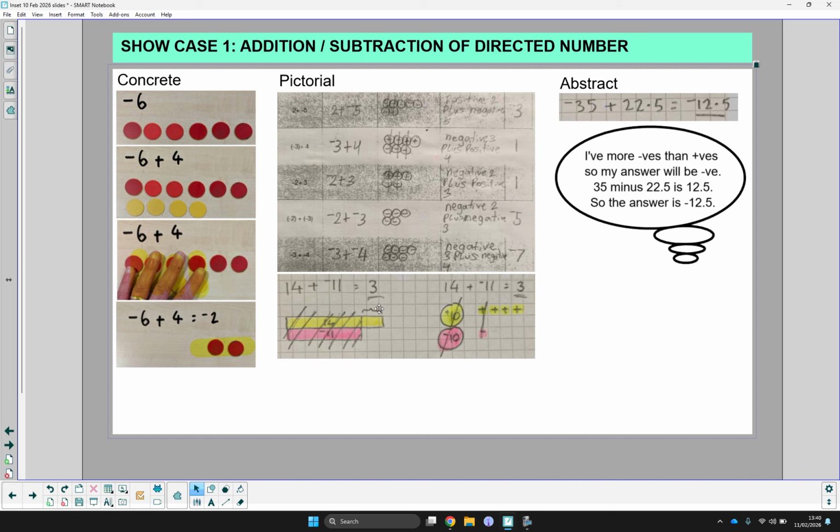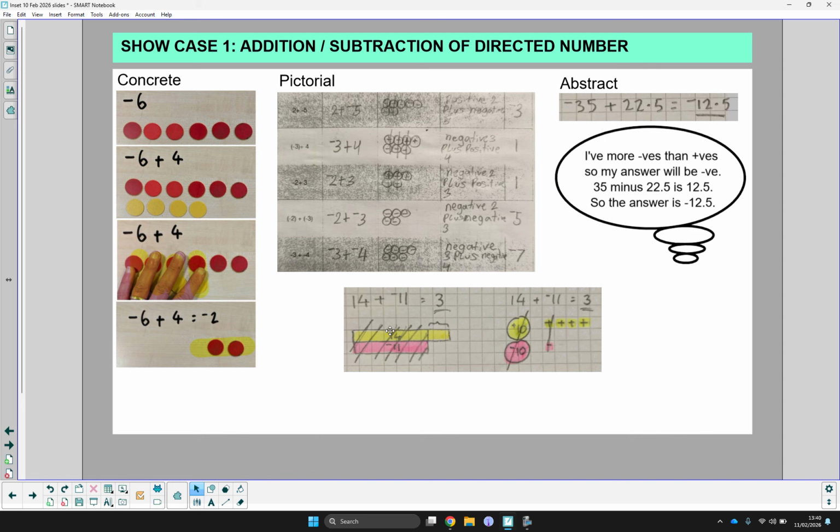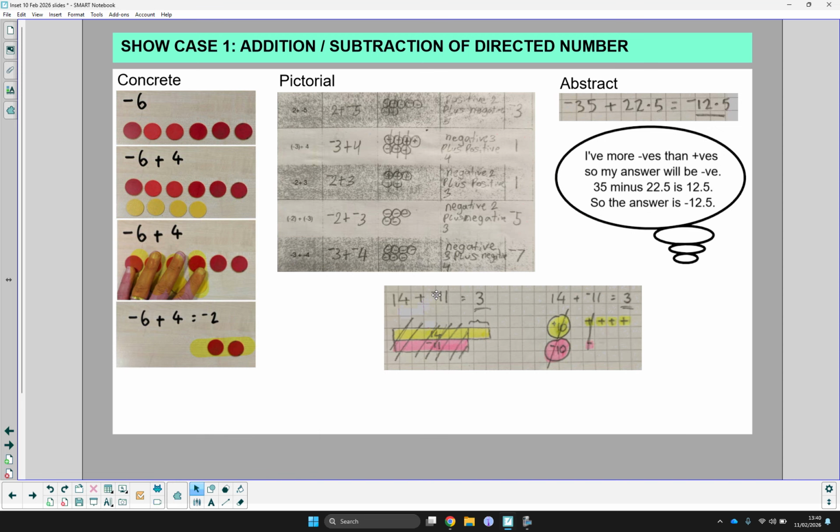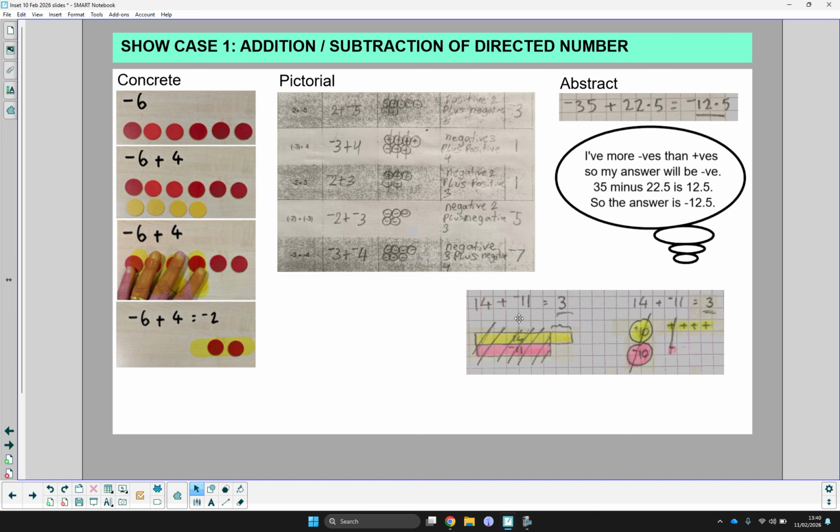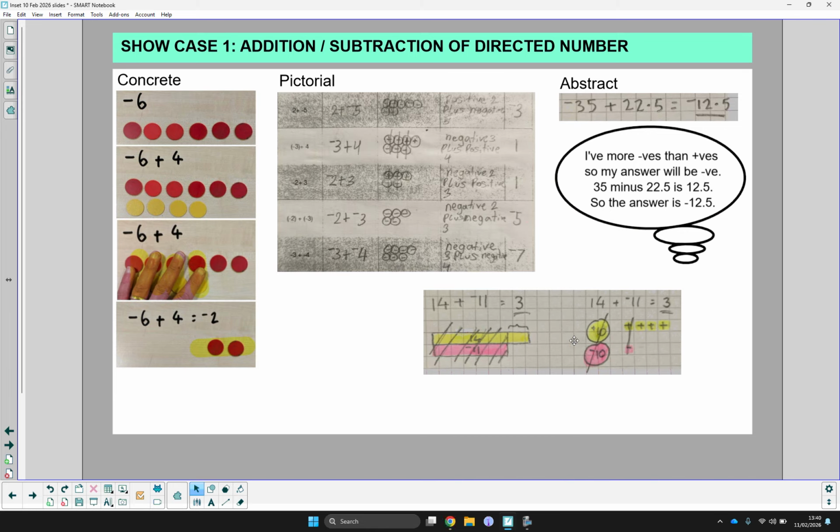Abstract and pictorial, we can flip and flop back between them. Here down the bottom, I've got these two examples of 14 plus negative 11, and the pupils aren't drawing individual counters, so they're abstracting on their own using these methods. So it's maybe more abstract than pure pictorial. But this is the whole point in CPA, to give them something to fall back on, or to give them strategies that will help them with things that they may find difficult.